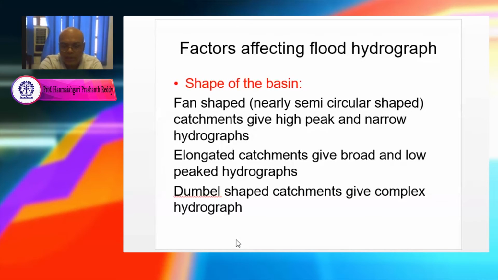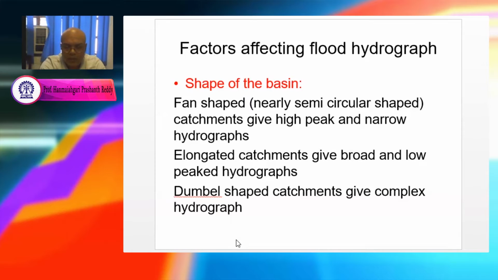it is a function of many factors. There are rainfall characteristics and basin characteristics. So let's first discuss basin characteristics. Basin means either watershed or catchment.